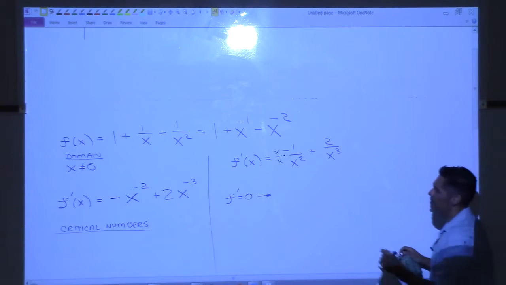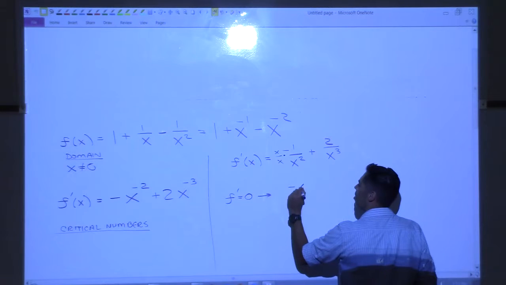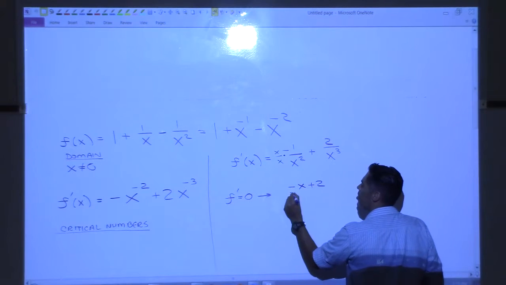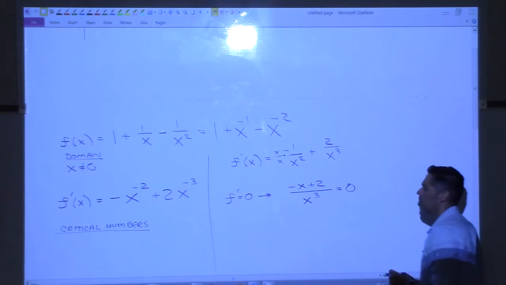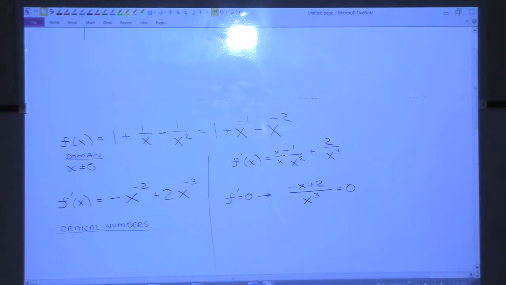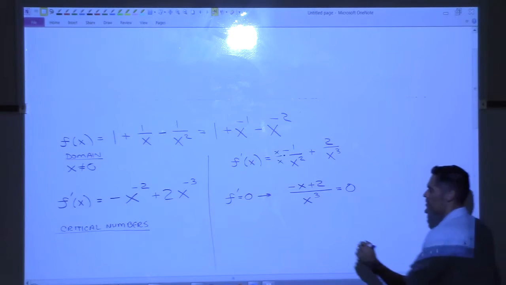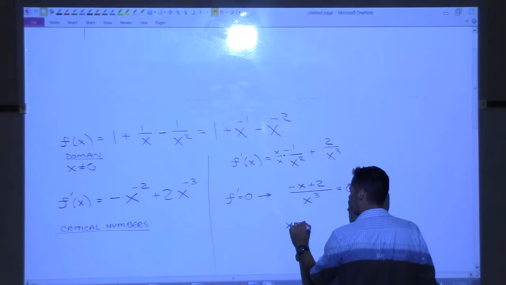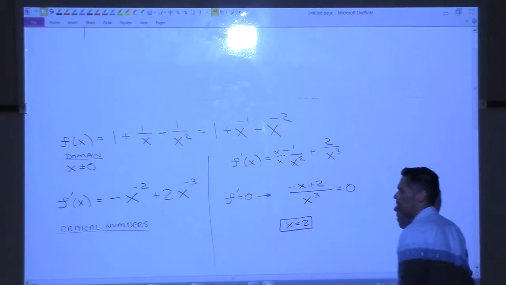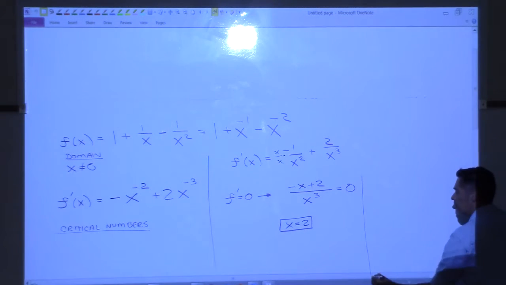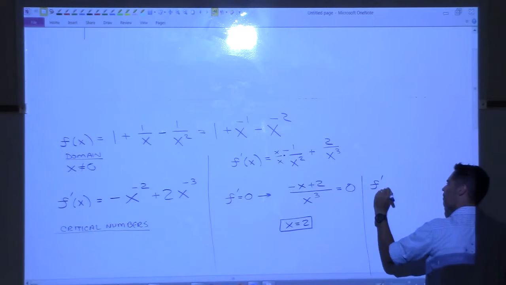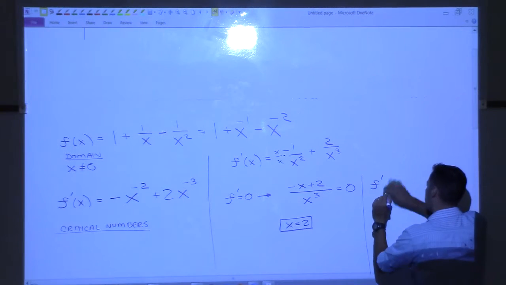So we should get negative x plus 2 over x cubed. Set that to 0. And the only time that can be 0 is if the top is 0, right? So we should just get a solution of x is equal to 2. We go with that? X is 2. Now, this is the part that's a little weird. Where does the derivative not exist?